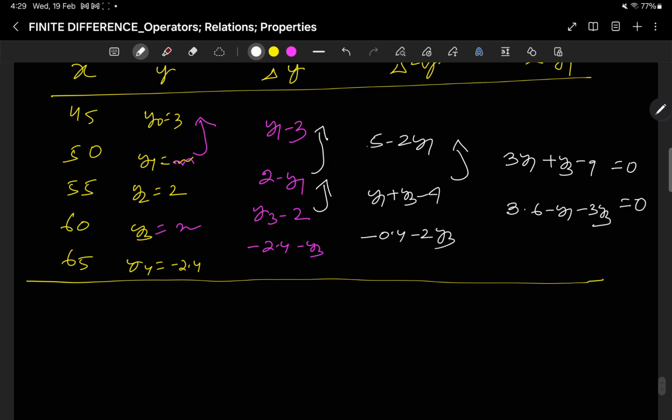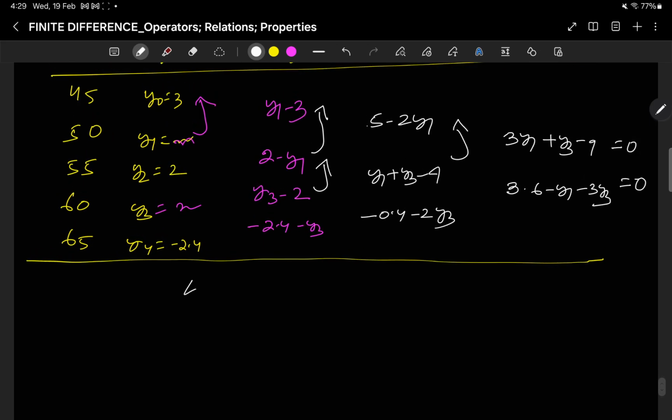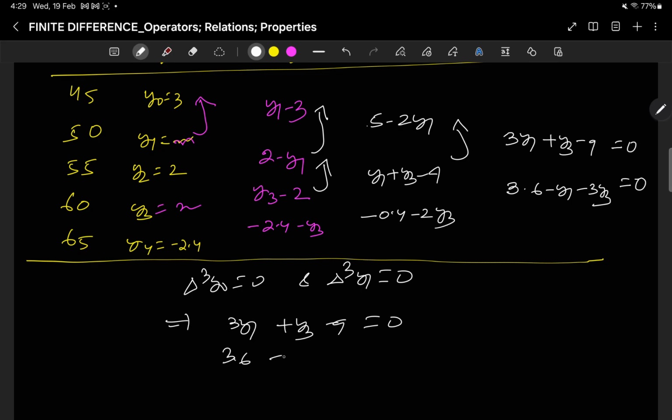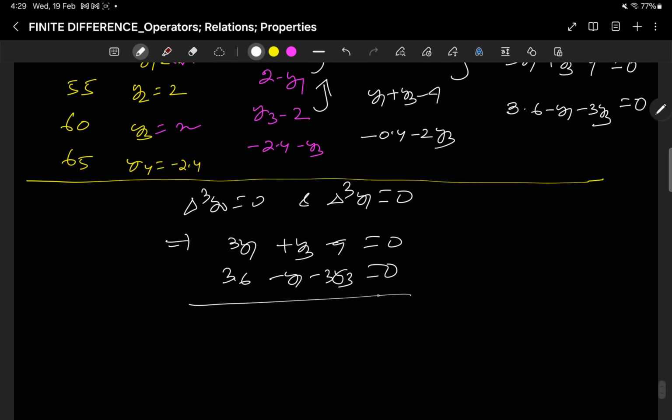So now we simplify. Del cube y0 is equal to 0 and del cube y1 is equal to 0. So that means 3y1 plus y3 minus 9 is equal to 0, and 3.6 minus y1 minus 3y3 is equal to 0. If you solve it, you will get y1 is 2.925 and y3 is 0.225. So you get these missing values.